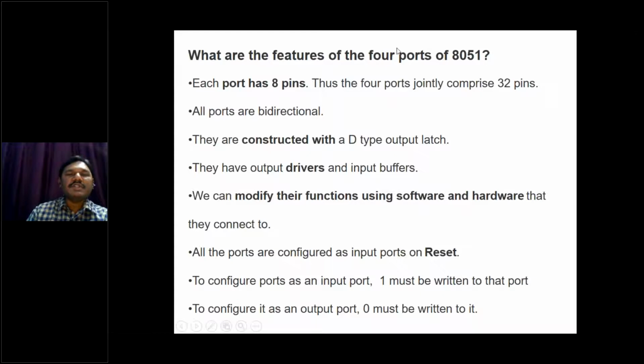So what are the features of the 4 ports of the 8051? Each port has 8 pins, so the 4 ports jointly comprise 32 pins. All ports are bidirectional. They are constructed with a D-type output latch. They have output drivers and input buffers. If you remember these 2 points, we will see them once again. We can modify their functions using software and the hardware that they connect to. And all the ports are configured as input ports on reset.